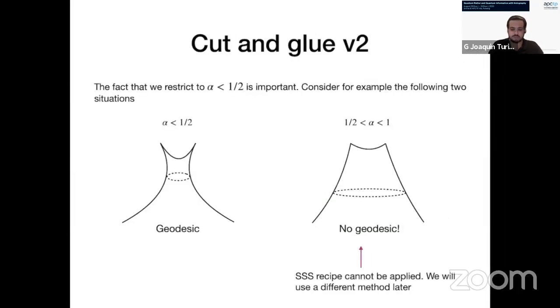So why is this restriction on alpha important? Here I'm showing two examples with alpha smaller and bigger than 1/2. In the case of smaller than 1/2, this is a hyperbolic surface with two defects, and you can see that there is a geodesic, not obviously, but at least intuitively from the geometry. But if the angle is too big, then you get hyperbolic metrics that look like this, and now there is no geodesic. So the Saad-Shenker-Stanford recipe cannot be applied there. So we will restrict to alpha smaller than 1/2 for now.